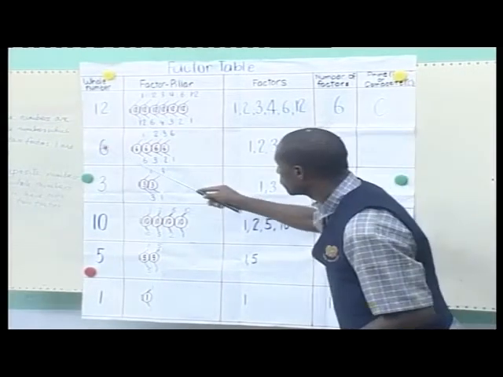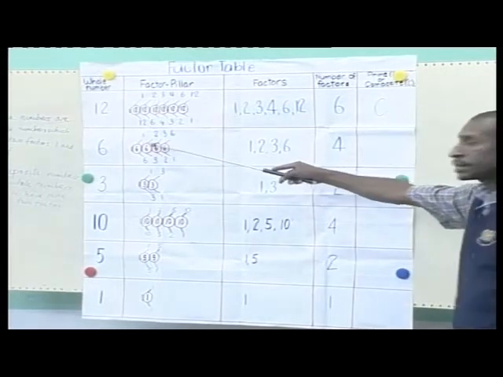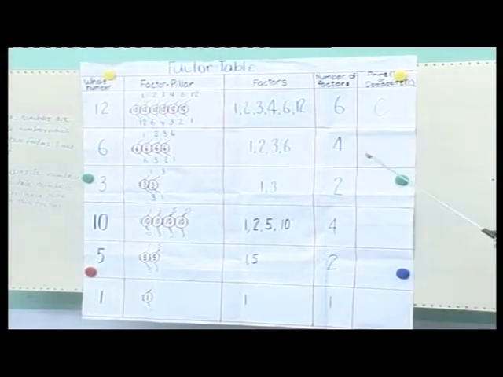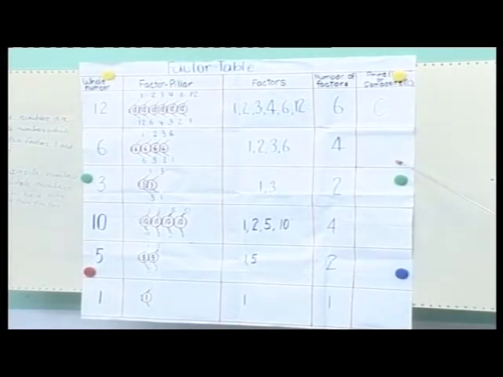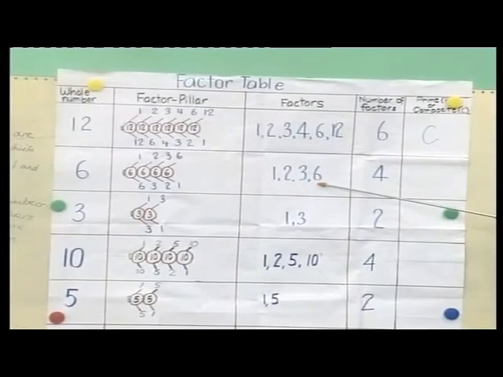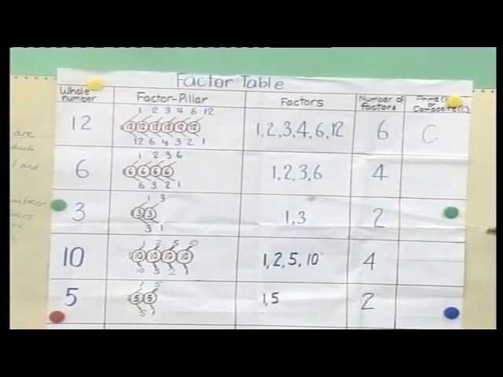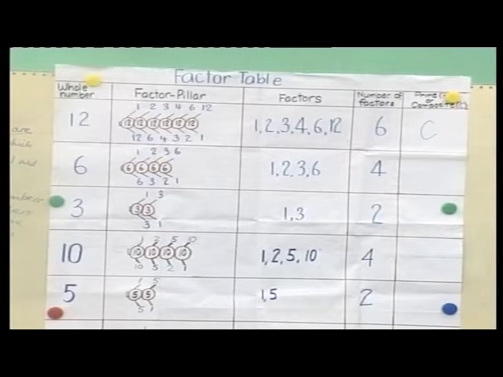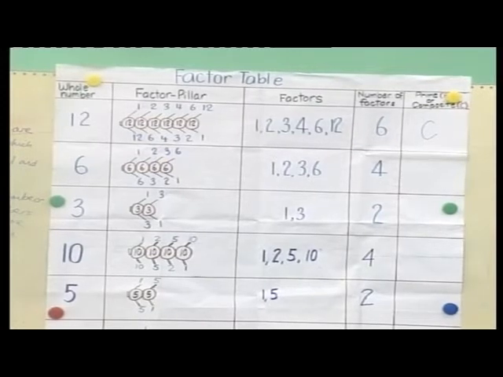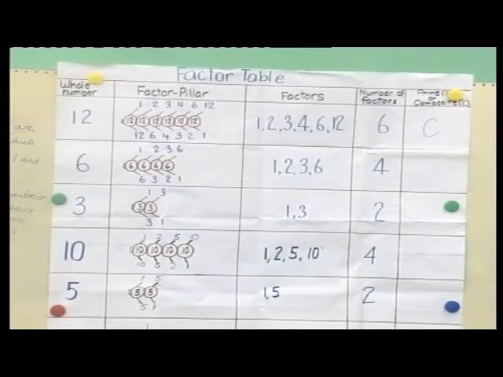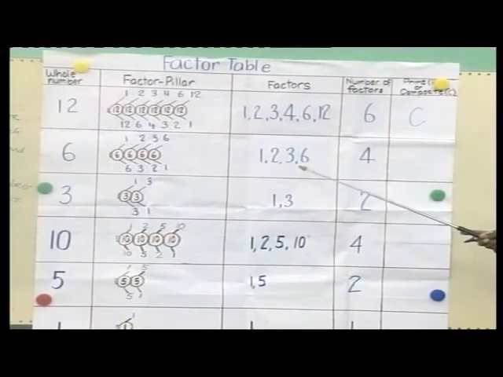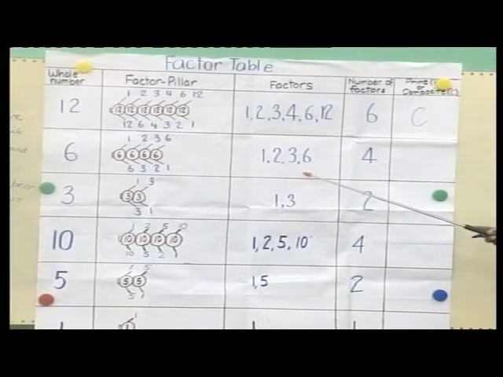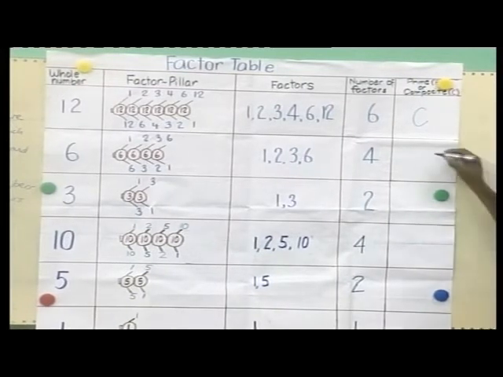Now, let us look at whole number 6. Is it a composite or prime number? Look at the factors. Is it a composite or prime number? Yes, our friend here. Composite number. Okay, very good. It is a composite number because it has more than 2 factors.